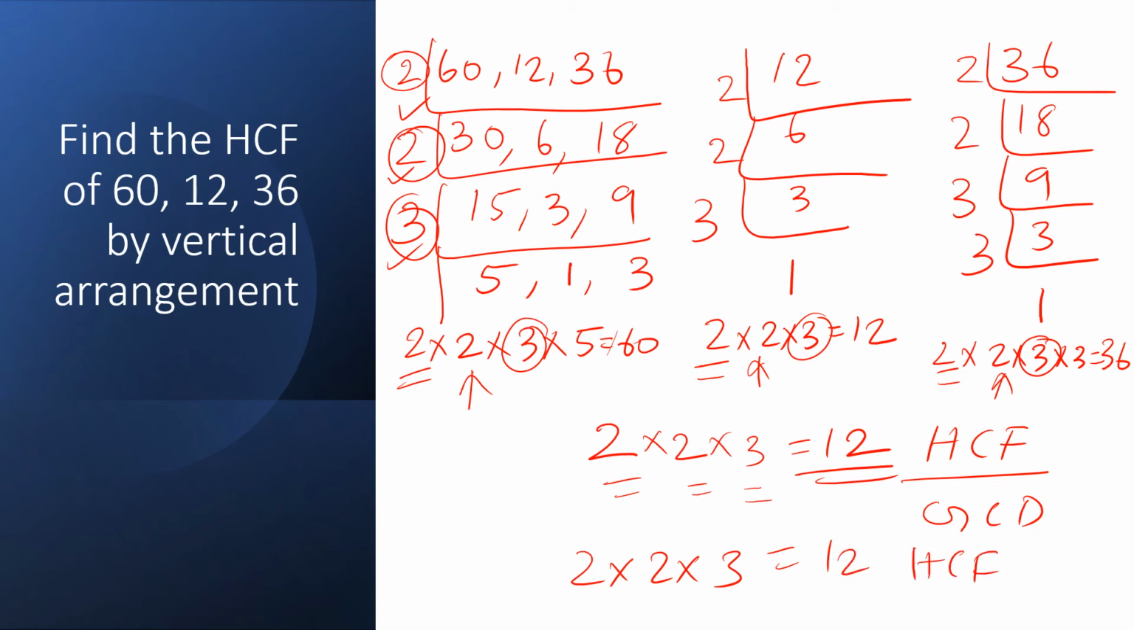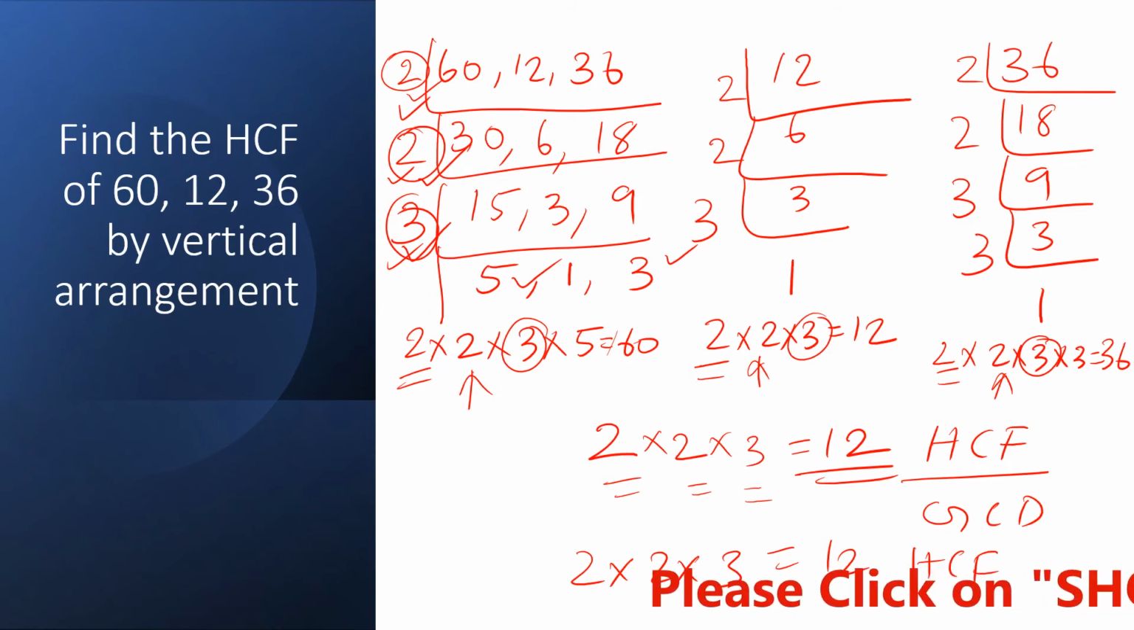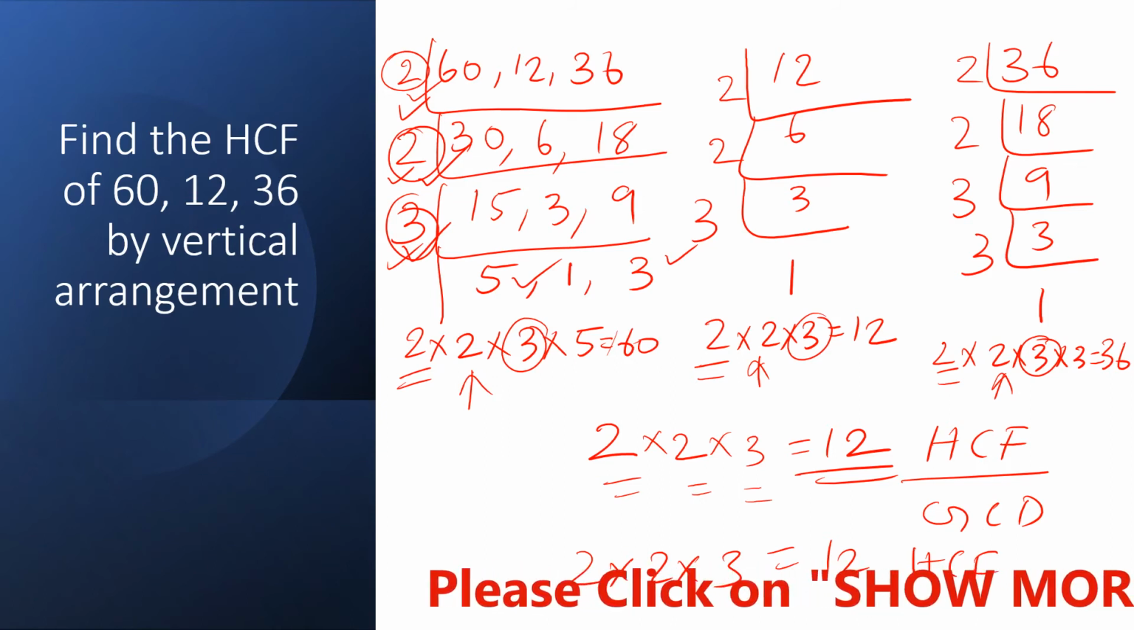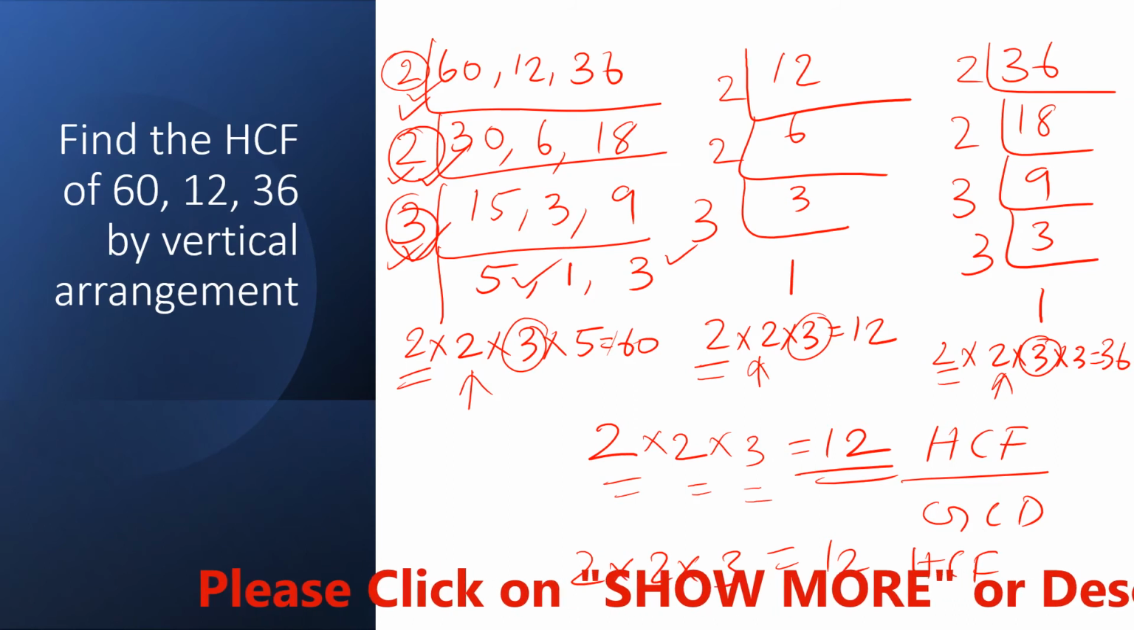You will continue dividing till all three can be divided: first with 2, next with 2, next with 3, and when a situation comes that you cannot divide a particular number and both are prime factors, you can stop. Understood? The time saving technique I told. Let me move ahead.